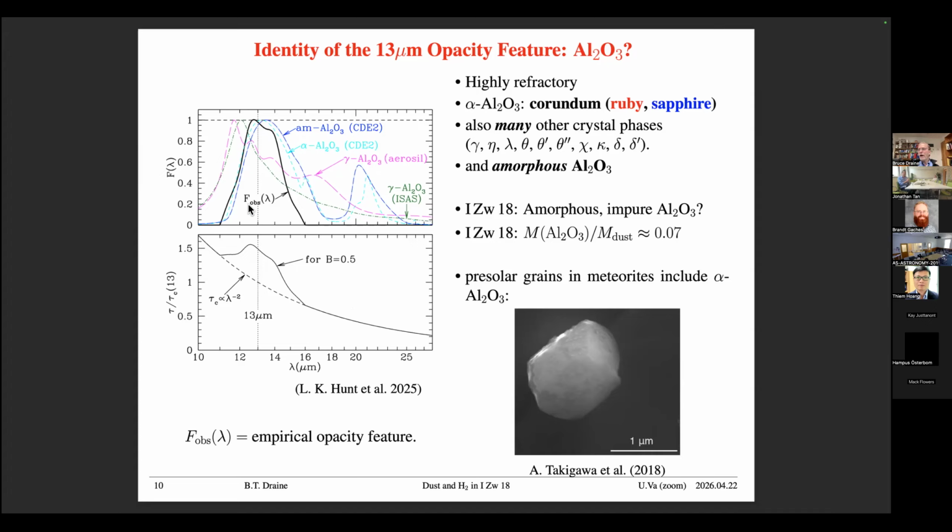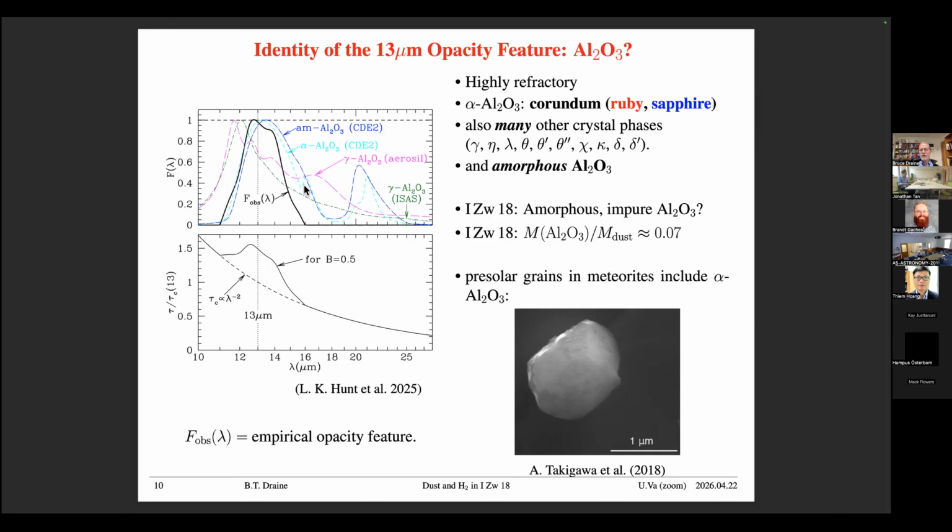So what I've plotted up here is the empirical profile. This is what I showed you before, the lambda to the -2 opacity with this empirical profile added. Here is just the shape of that empirical profile in a normalized way, where the peak value is 1 and drops to 0 at these 2 points here. The colored curves here are calculations based on estimates for the dielectric function of different forms of Al2O3.